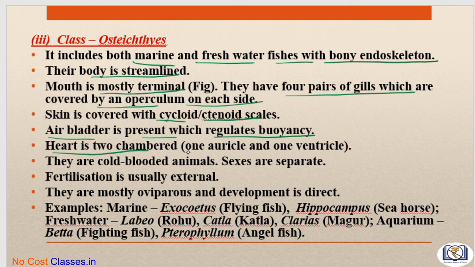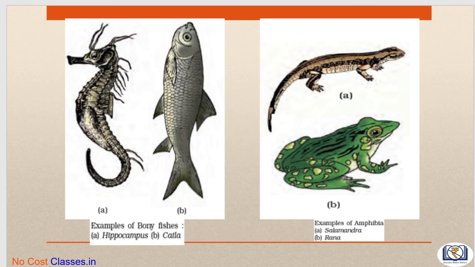Heart is two-chambered, one auricle and one ventricle. They are cold-blooded too, and the sexes are separate. The fertilization is usually external. They are mostly oviparous and development is direct. Then many more examples we have here. You have to understand the examples as well. Now, bony fishes, we have shown the example. We'll discuss about this later.